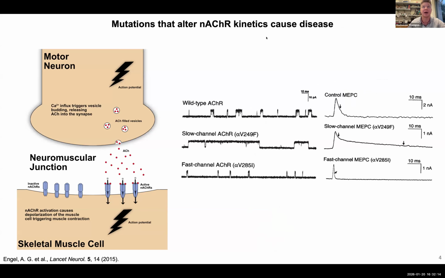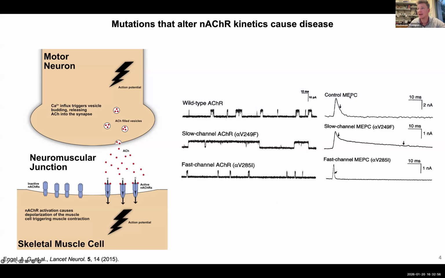And I want to do that by first introducing the effect of altering these kinetics in vivo. So what I've shown over here on the left is a single channel recording of a wild type nicotinic acetylcholine receptor. And on the bottom, I've shown two mutations that come from patients with a disease called congenital myasthenic syndrome. And so in the first mutation here, we have what we call a slow channel syndrome, where the channel is much slower to close, and so it stays open for a longer period of time. And on the bottom, I've got a fast channel syndrome, which is much faster to close and so is open for shorter periods of time.